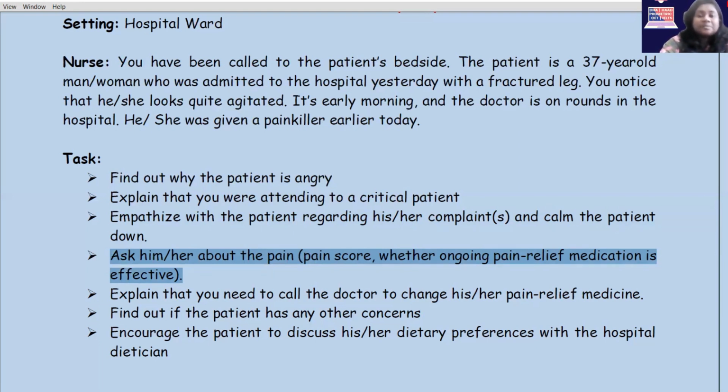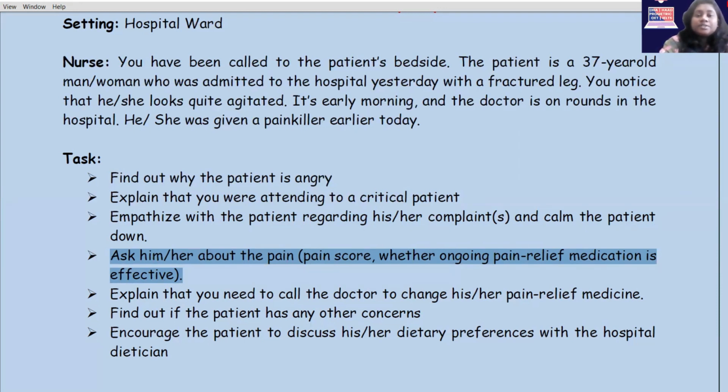Since pain is a subjective experience and may not be clearly articulated by many, a pain scale may be used to encourage the patient to self-report the intensity or severity of the pain. So you can ask like this, would you mind telling me how severe the pain is on a scale of 0 to 10? That 0 is no pain and 10 being the worst you have ever experienced.